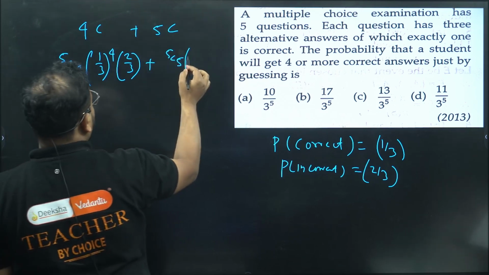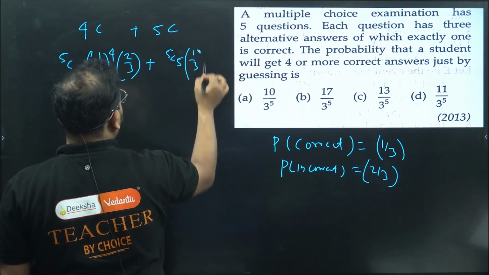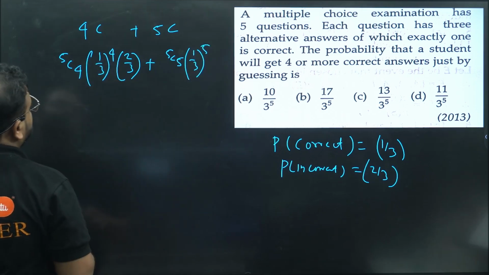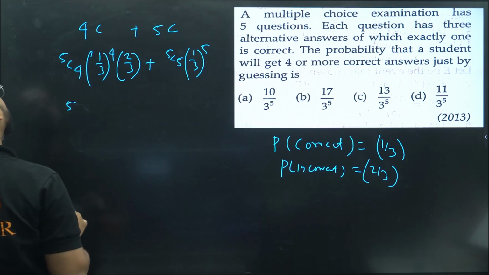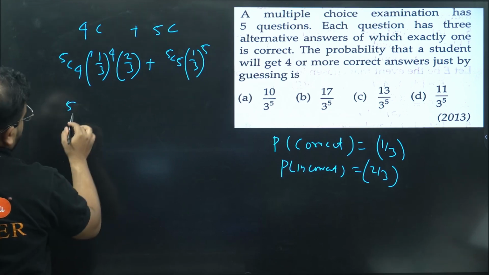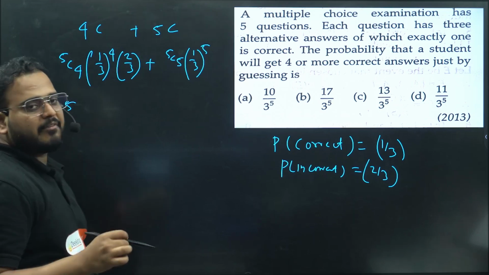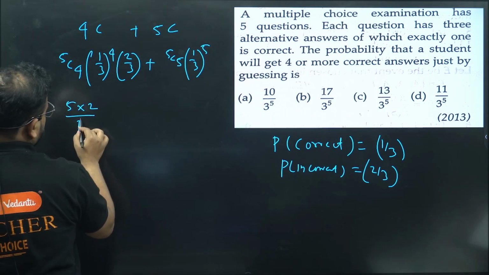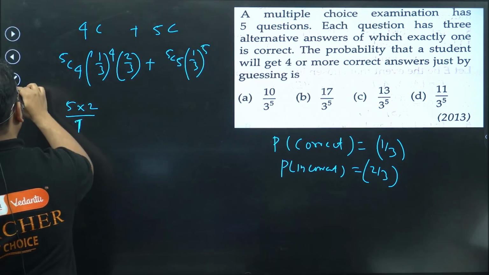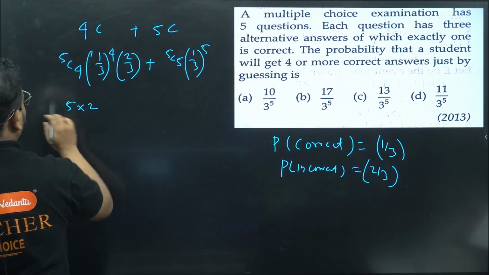Over here, I'll have 1 by 3, all correct, so power 5. Let's solve this. 5C4 will be 5. So 5 into 2 by 3, and I want to simplify and have the same denominator. I'll keep this 5 into 2 only.